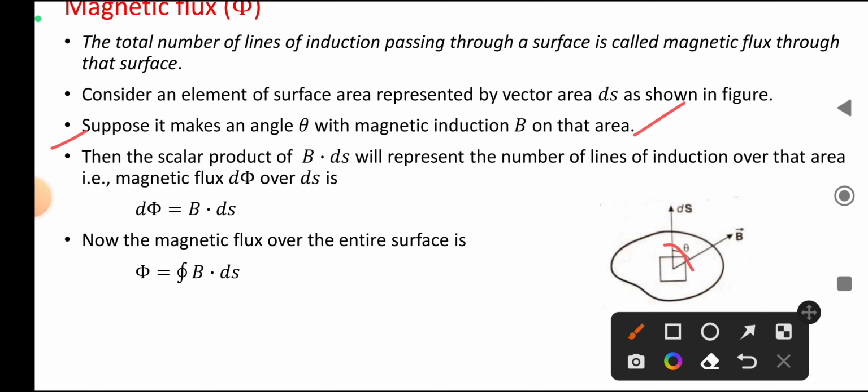Integrating on both sides, the differentiation cancels and the integration remains. So this is the formula of flux: flux phi is equal to the integral of B dot ds.